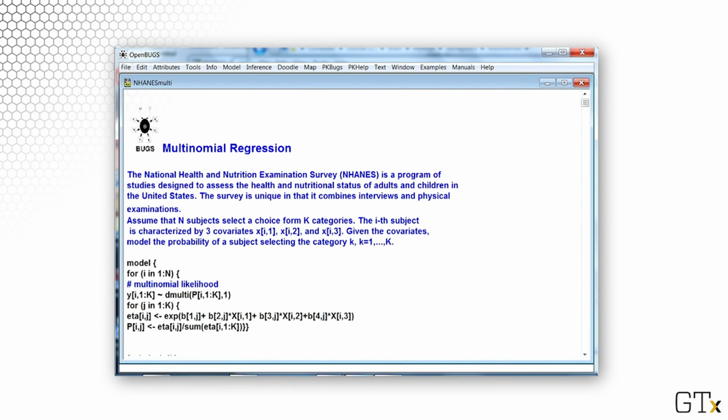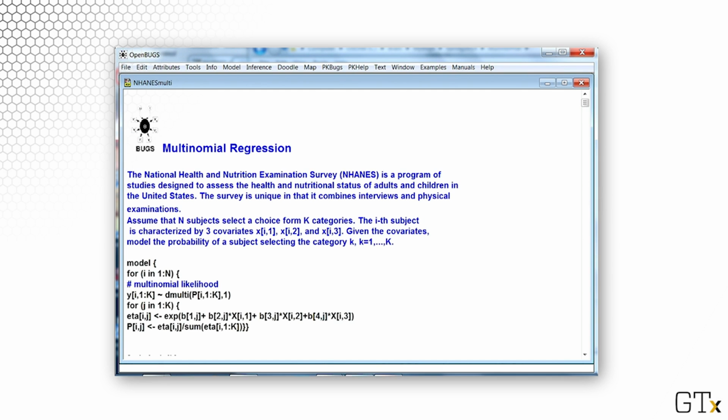Let's take a look at multinomial regression in action. Imagine that you have some preference and that you choose this preference based on covariates, which are your own individual covariates. This example is about NHANES, the National Health and Nutrition Examination Survey. It is a national program that collects data concerning the health of the population, and assume that N subjects are to select a choice between K categories.